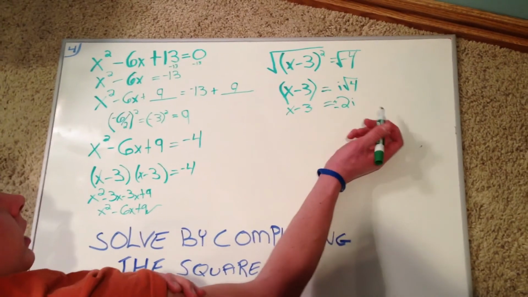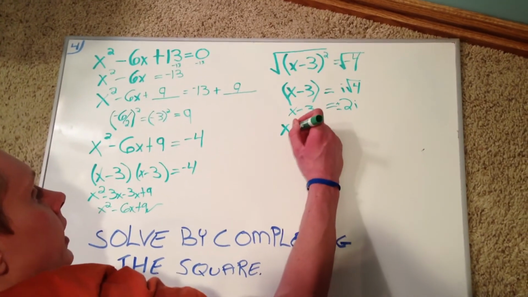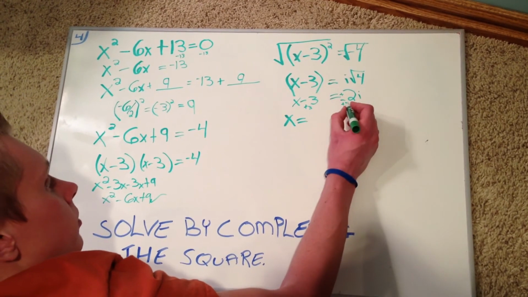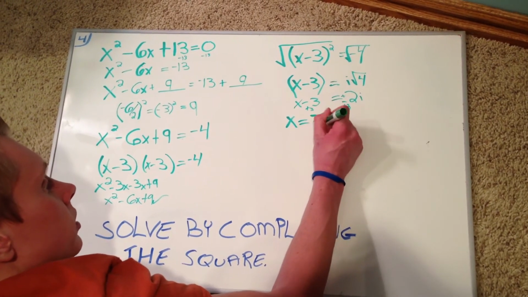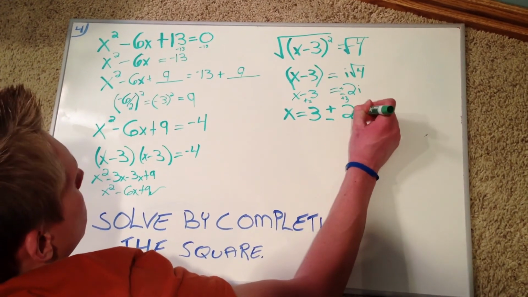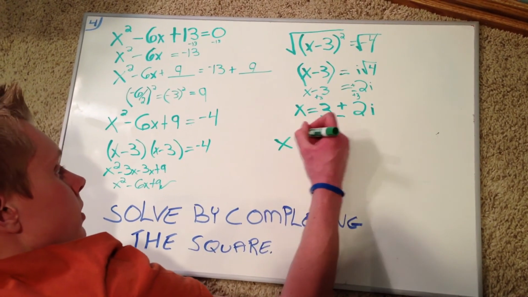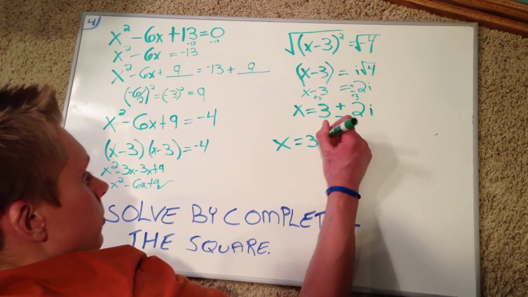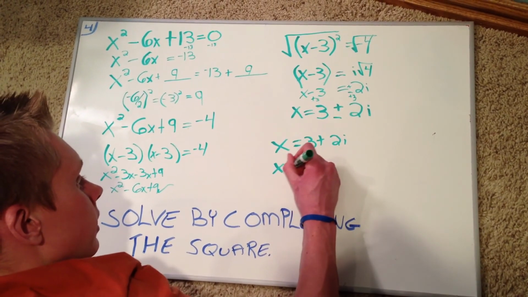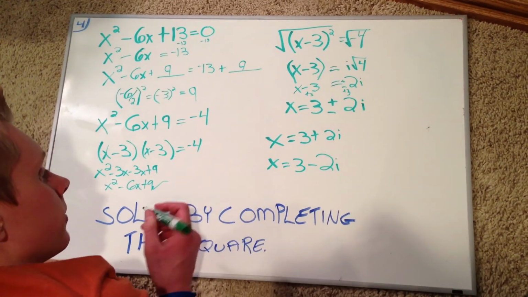So now we want to get x by itself, so we'll add 3 to the other side. So we have x equals plus 3 plus 3, oops. We have x equals 3 plus or minus 2i. And from here, let's just separate terms. x equals 3 plus 2i. x equals 3 minus 2i. And that's it.